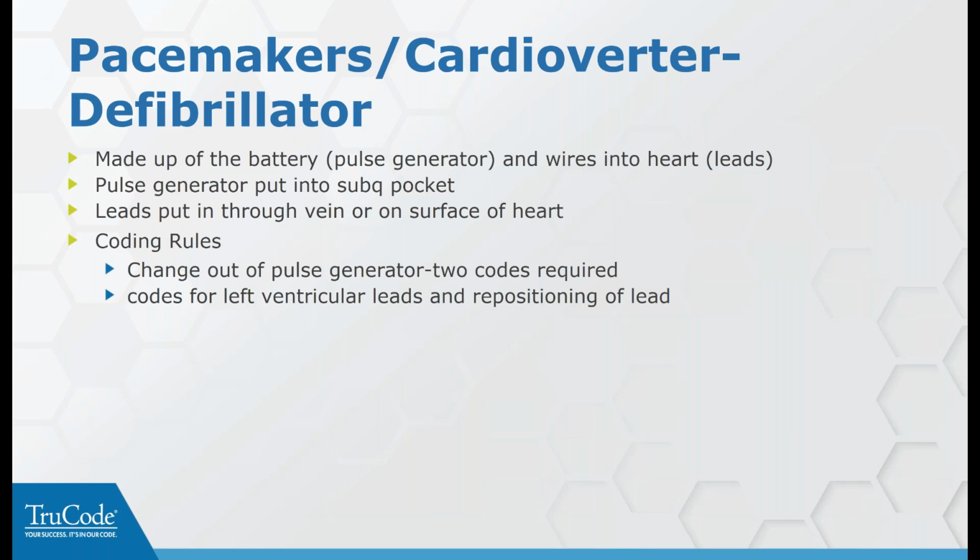So basically, you need to know, what are they doing today? If they're just replacing the battery pack, taking the existing one out of its subcutaneous pocket and putting a new one in, then you're only going to have a code for replacement of the pulse generator. If they're putting in a whole new system, then you may have two codes, one for the subcutaneous pocket, putting the battery pack underneath the skin, and one for the percutaneous, putting the wires down in the heart, because you need to know, are they putting it in the right side or the left side, in the atrium or the ventricles. So we need to know those to be able to code those appropriately.